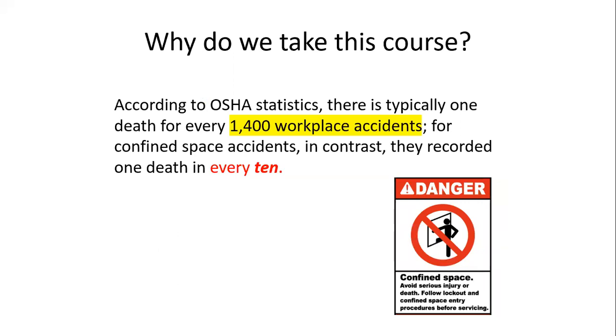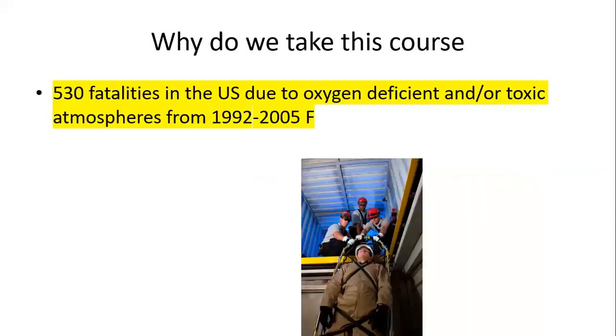As I mentioned, why do we take this course? Well, according to OSHA, if you look at the ratio of deaths, there are about 1,400 workplace accidents for every 1 death. But if you look closer and you look at confined space accidents, you'll see that for every 10 accidents, there's 1 death. So we're talking about something that's pretty serious here. Even though this is not absolutely current data, it's talking about a large number of fatalities in the US due to oxygen deficiency or toxic atmospheres. And again, that's confined space.